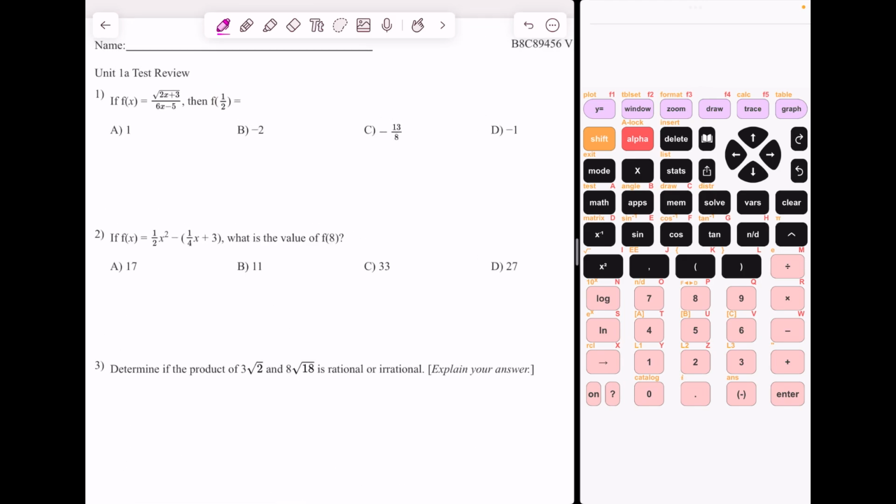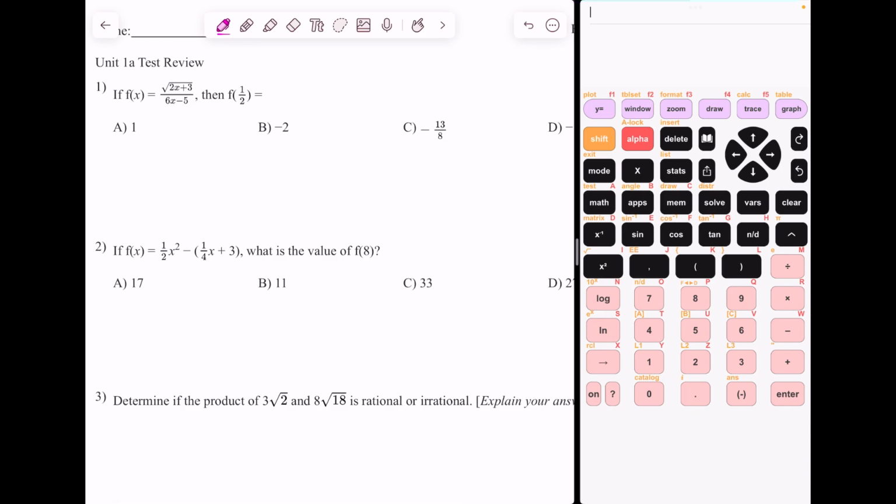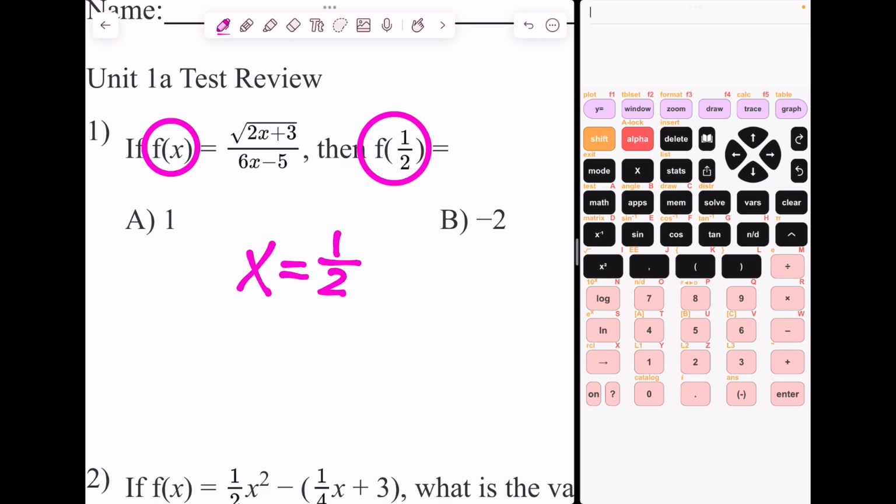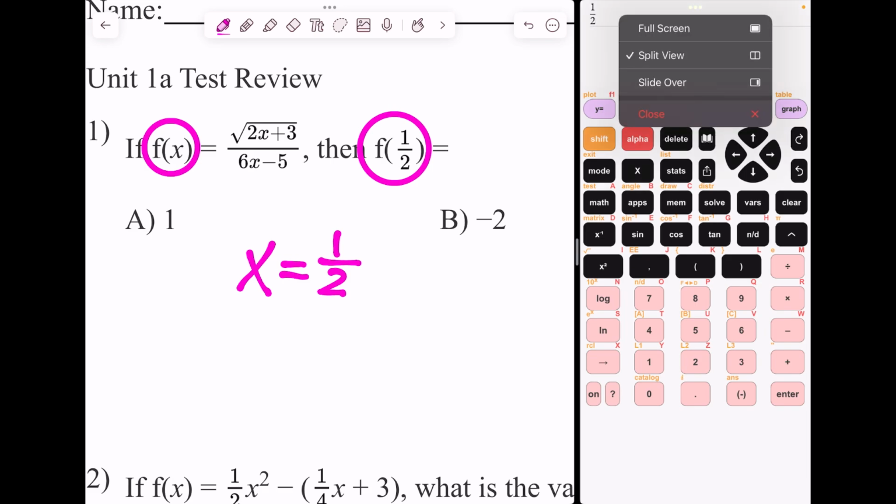If we look at question 1, it says, if f of x equals the square root of 2x plus 3 over 6x minus 5, then f of 1/2 equals what? What you need to realize here is that f of x became f of 1/2. All this means is that x is equal to 1/2, because you can see that the x got replaced with 1/2. So we could use our calculator to tell our calculator that x equals 1/2.